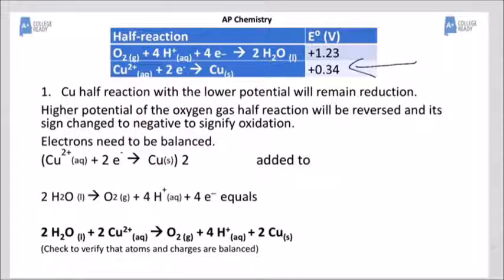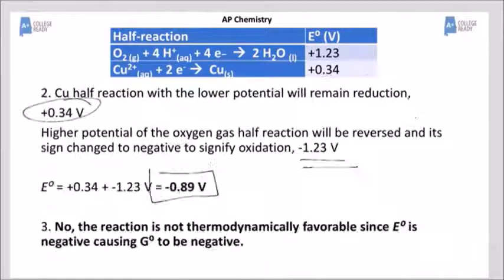So for the balancing, the oxidation is the half reaction that's going to get reversed since it's higher, and this is electrolysis. It has a transfer of 4 electrons, so that causes us to double the copper. When we add those together, we end up with 2 water molecules and 2 Cu2+ ions yields oxygen plus 4 H+ and 2 copper solid atoms.